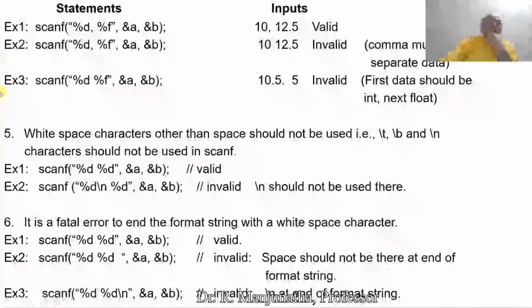For example, consider scanf("%d %f", &a, &b), with 10 12.5 as the input. %d is an integer, so 10 is the integer. %f is a float, and 12.5 is a float, therefore you have valid input. The number of format specifiers is equal to the number of variables here. Now consider scanf("%d,%f", &a, &b), where 10 is given here.